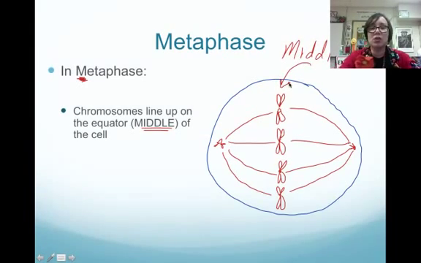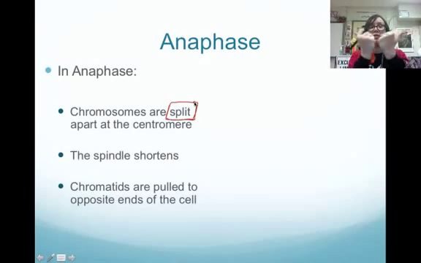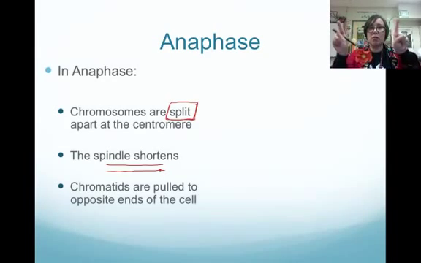Metaphase, middle. All of our chromosomes are lined up right down the middle of our cell. Now in anaphase, we're going to start to see something unique as well. Chromosomes are going to start to split, so we're going to break our chromosomes apart, and the two chromatids are going to move in opposite directions. In order to do that, our spindle fibers actually have to shorten, and when they shorten, they're going to start to pull my chromatids away from one another.